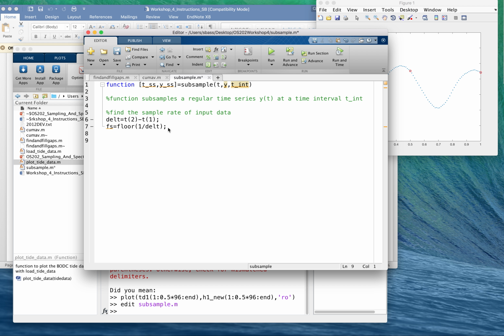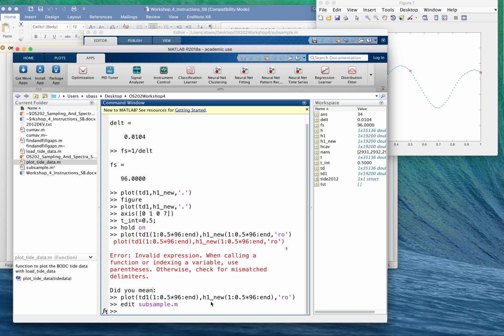Okay, so we want to output a subsampled time series, and going back to what we just looked at, you can see that when we plotted samples at intervals of half a day, we multiplied that interval, 0.5, times the sample rate per day. That means that we were skipping over every 48 data points. So instead of having 0.5, we could put in t int, and instead of having 96, we could put in our sample rate, fs.